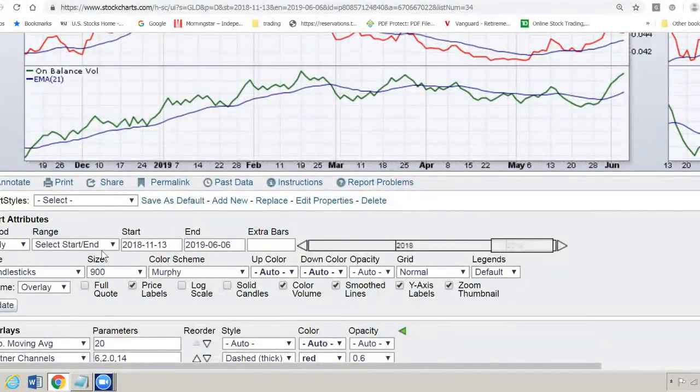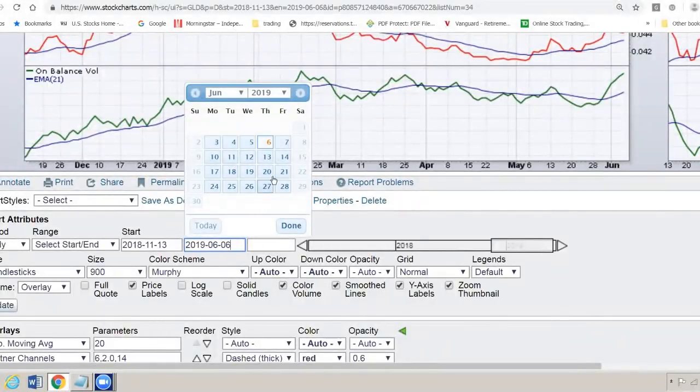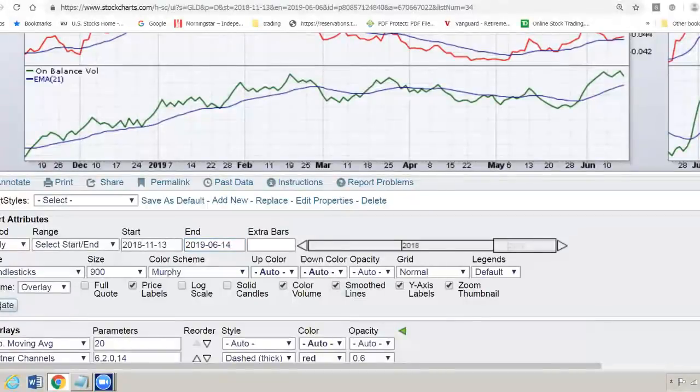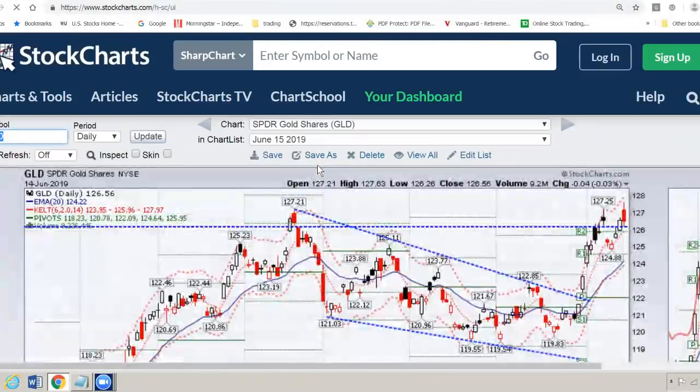For this chart, I selected a start date of November 13th of 2018 and an end date of the 6th. If we want to bring that up to current, we'll just put an end date here at the 14th and hit update. We'll see what's going on now.